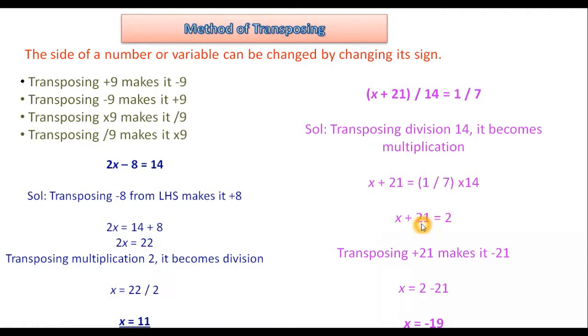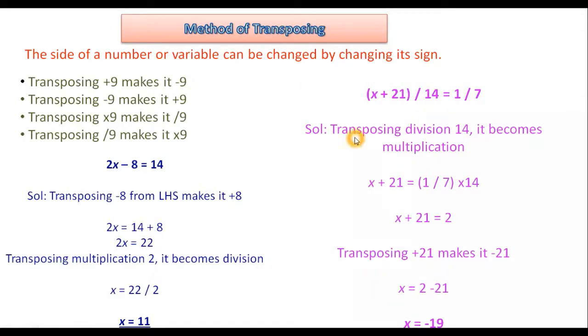Now we have to transpose this 21 to find out the value of x. This is an addition. While changing this to right hand side, this plus 21 will get changed into minus 21. So x as it is, 2 as it is, then here we will write minus 21. When you subtract both of them, 21 minus 2, that is 19, and the sign of the bigger value will appear. Here the bigger value is 21 and its sign is negative, so it would be minus 19. So the value of the variable x is minus 19. It means minus 19 will satisfy this equation and make its left hand side equal to right hand side. So this is the solution of this equation.